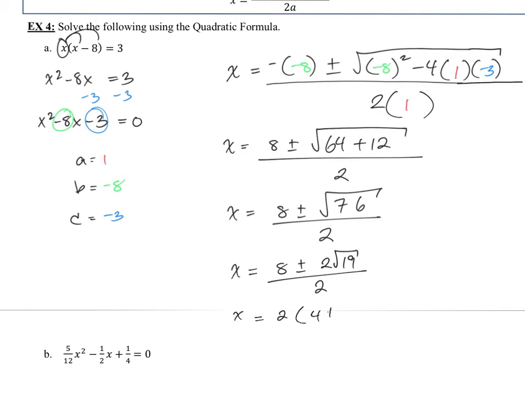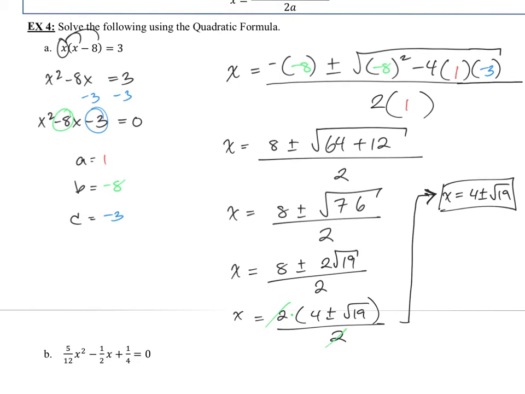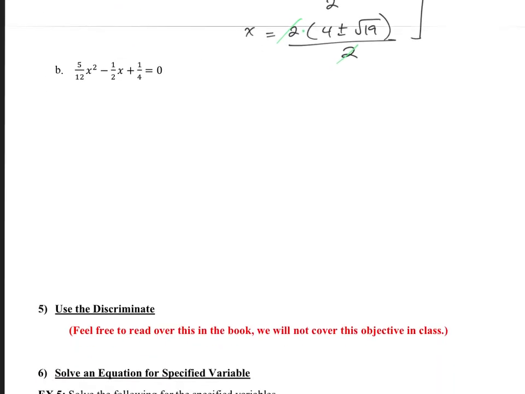Then we get the 4 plus or minus root 19. And once we've done that, then now we can cancel the 2's. Why? Because we have that multiplication. Please remember that. You do not want to be knocking off points for a student canceling the wrong number. All right, and then x equals 4 plus or minus root 19. And there we go. We have our answer. Let's take a look at the next problem.